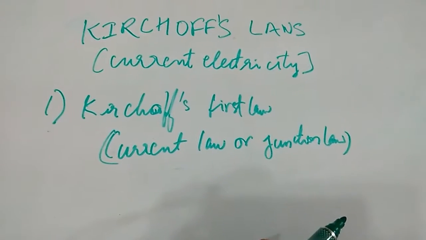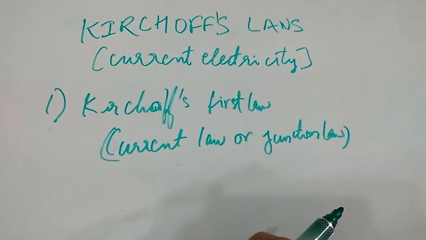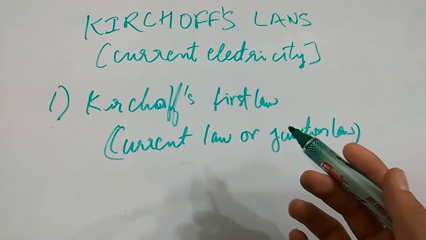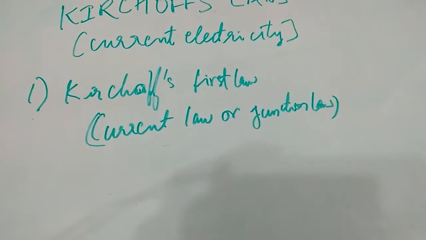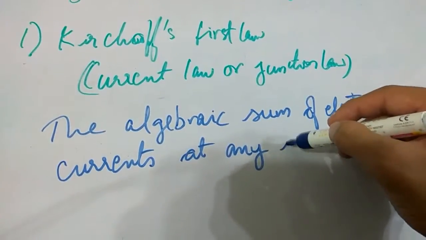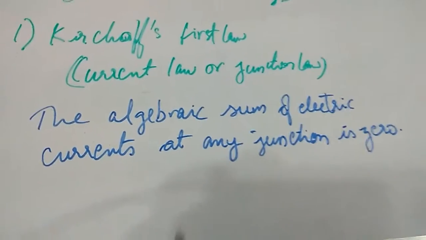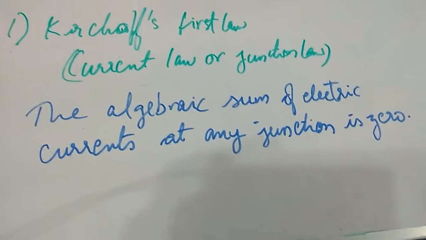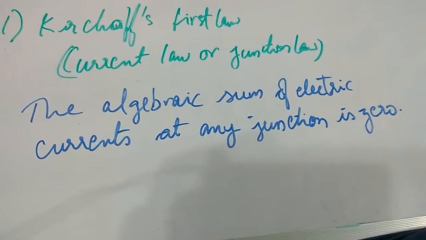The statement is that, first let us look at what is a junction. I have not said the statement yet, so let's see the statement first. I'll write the statement. So this is the statement of Kirchhoff's first law, that the algebraic sum of electric currents at any junction is zero.